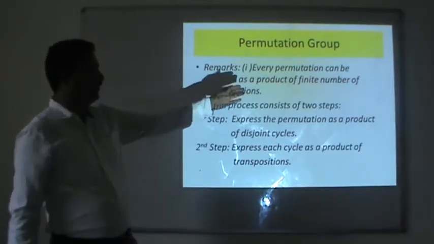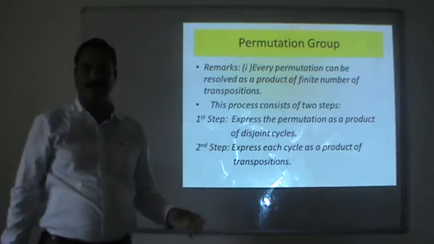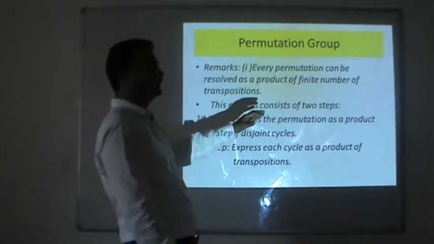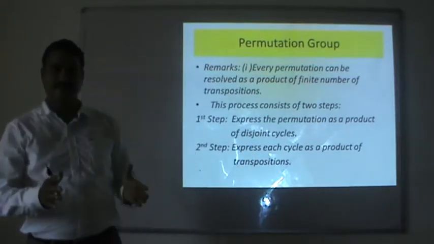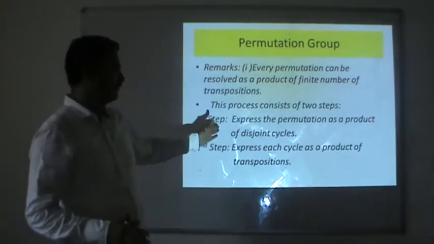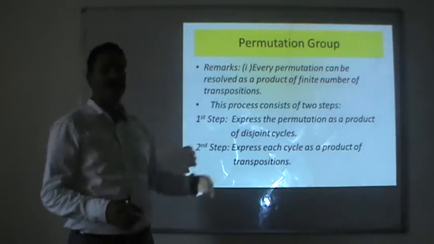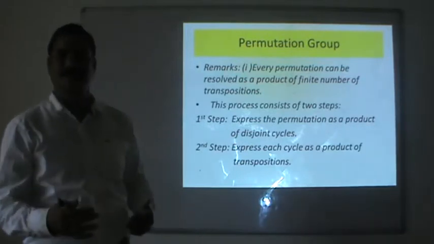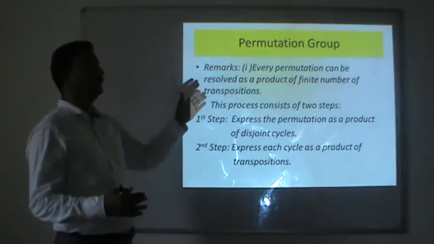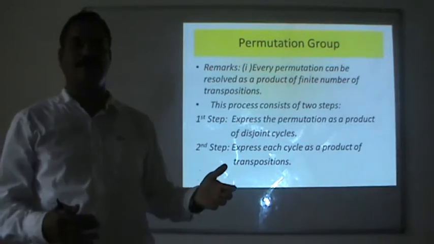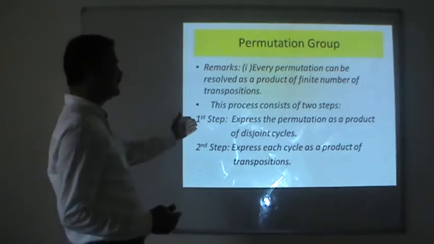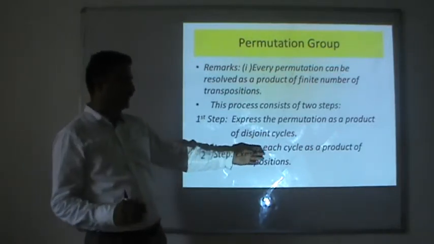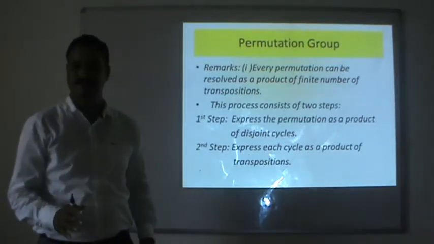Here we have remarked that every permutation can be resolved as a product of a finite number of transpositions. And how do we proceed? This process consists of two steps. The very first, we split our permutation into disjoint cycles. And further, each disjoint cycle is broken up into transpositions. So in this manner, we can easily represent every permutation as a product of transpositions. So the first step, express the permutation as a product of disjoint cycles, and the second step, express each cycle as a product of transpositions.